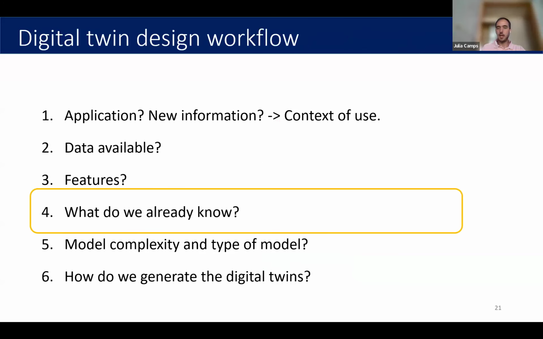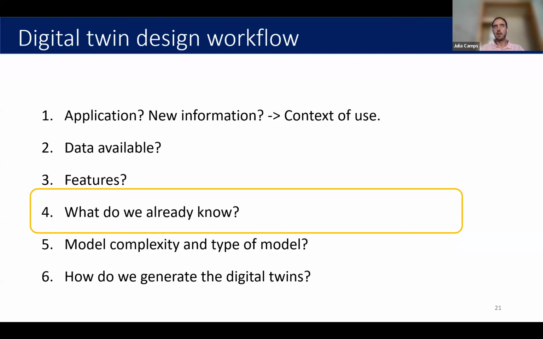So then the next question that we need to ask ourselves is, what do we already know? And I'm not talking about if we already know the answer to the question we're asking. We're assuming that everything up to here has been done correctly, and there is no data for any of these things, or there is for the ones we said. So it's, what do we know that could help us in designing this digital twin?